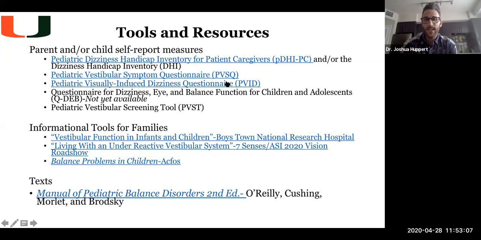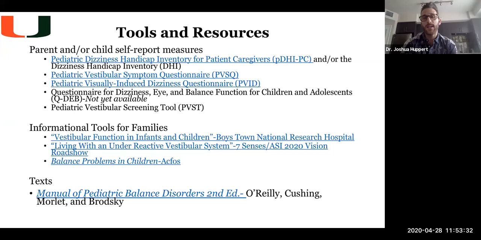Be mindful that most of these questionnaires are normed for ages 5 to 12 if they're pediatric. And then after the age of 12, we look to the adult outcome measures. So for example, the Dizziness Handicap Inventory, which many are familiar with, is normed for 12 and older, whereas the Pediatric Dizziness Handicap Inventory is normed for 5 to 12 years of age.